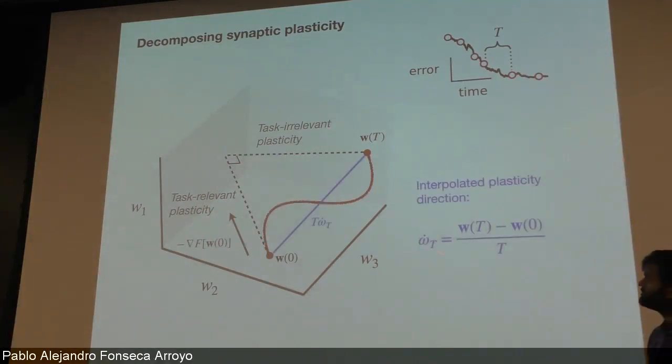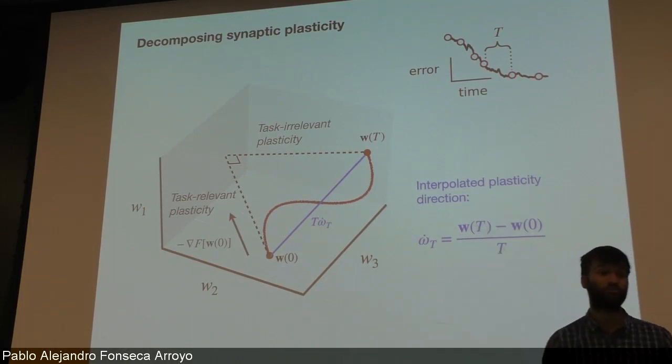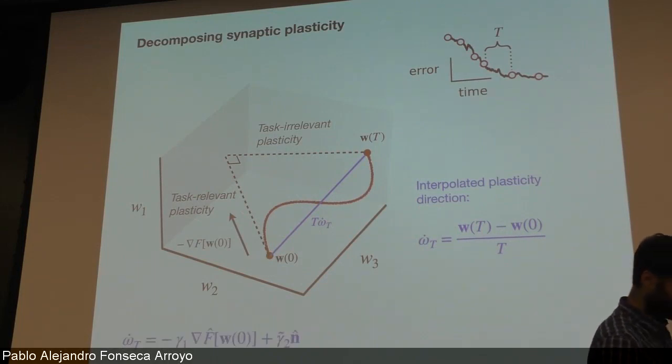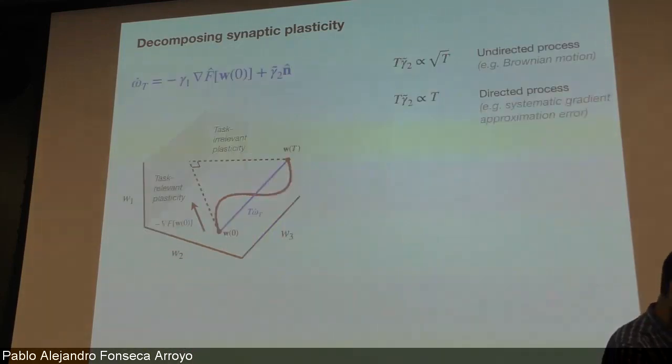Okay. So now I can make an interpolated plasticity direction. You can think of this as a kind of approximate derivative, although of course this time interval may not be infinitesimal. So this is just the average direction I'm going in over this time interval. And this is going to be important for the rest of the talk. So right now, this interpolated direction is a combination of gradient and task irrelevant plasticity. And I'm going to break this task irrelevant plasticity down further subsequently.